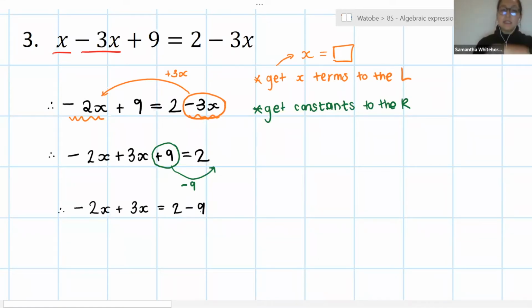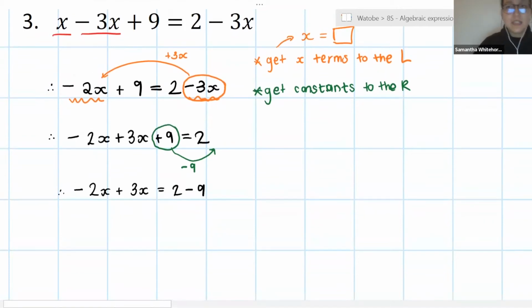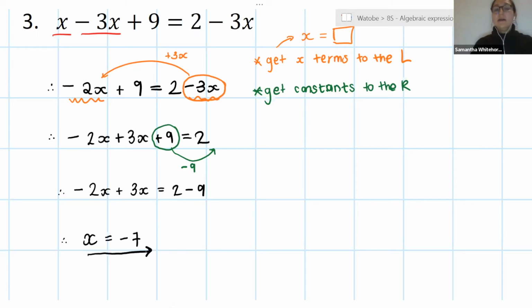And now what I can see is that all of my x terms are on the left, all of my constants are on the right, and now I just add my like terms. So on the left-hand side, negative 2x plus 3x is then just x. If you want to write 1x there, that's absolutely fine. But remember, we don't have to write that coefficient of 1 in. And then on the right-hand side, 2 minus 9 is negative 7. And so x is equal to negative 7. Now, guys, remember, you always have that check. You just substitute back in and you can check your answers if you're unsure.